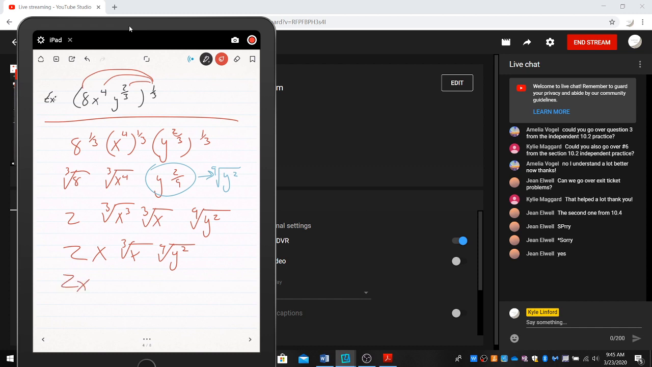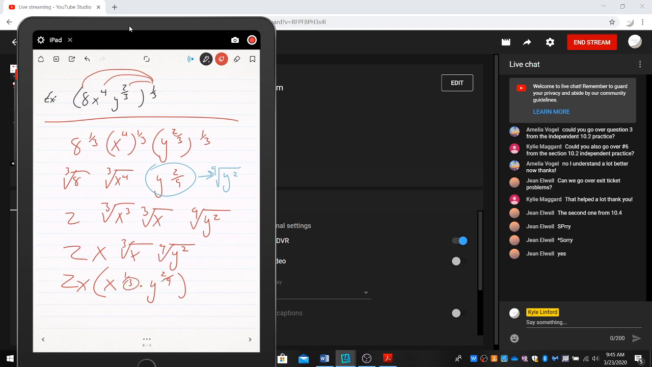So let's take 2 times x, and let's change the cube root of x into a fraction exponent. That's x to the 1/3 power. And then we have times y to the 2/9 power, just like we had originally. Okay, if we want to put these into the same radical, we want them to be both under the same radical sign. That means we want them to be under the same root. To be under the same root, they have to have the same index.